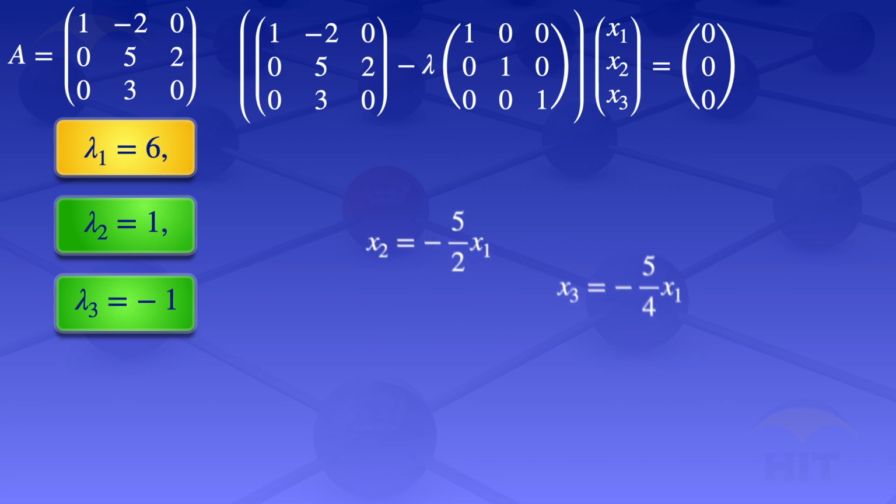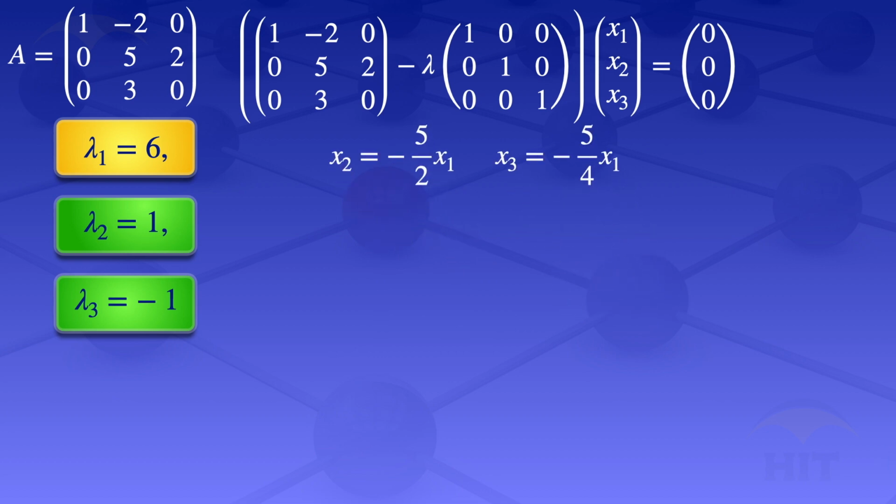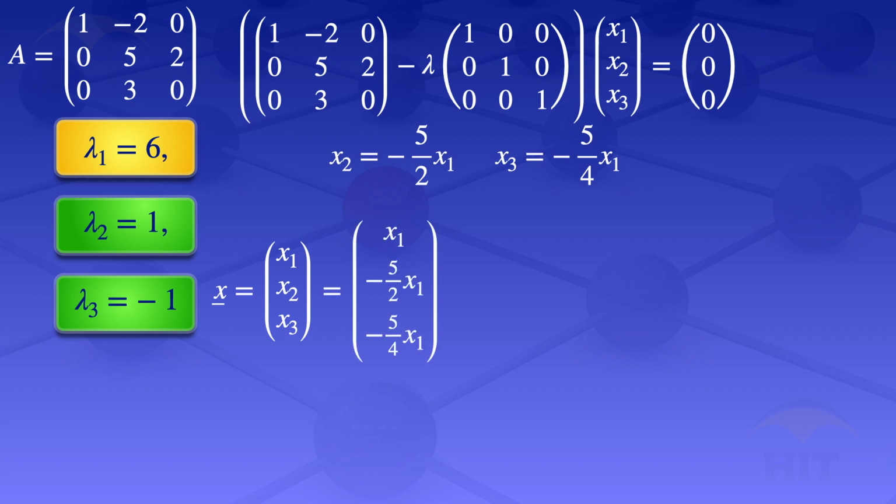So we have those two equations. x2 is equal to minus 5 over 2 x1. x3 is equal to minus 5 over 4 x1. Our vector x, we said it's a column vector which has the elements x1, x2, x3. So substitute the x2 and the x3 which are above there, and our vector is x1, minus 5 over 2 x1, minus 5 over 4 x1. We then go on and set x1 to be equal to alpha, where alpha is a real number.